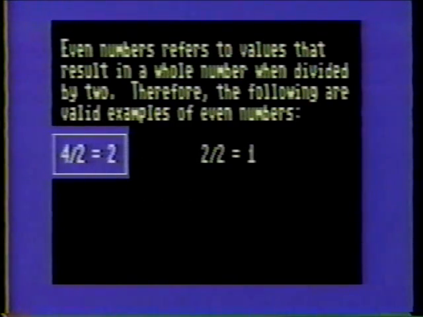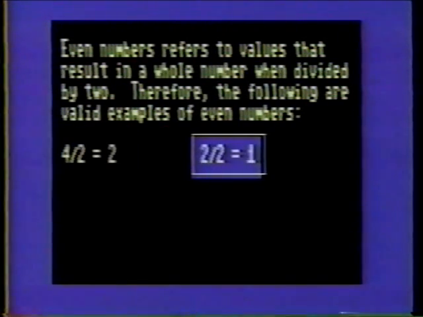Even numbers refer to values that result in a whole number when divided by 2. Therefore, the following are valid examples of even numbers. 4 divided by 2 is 2. 2 divided by 2 is 1.